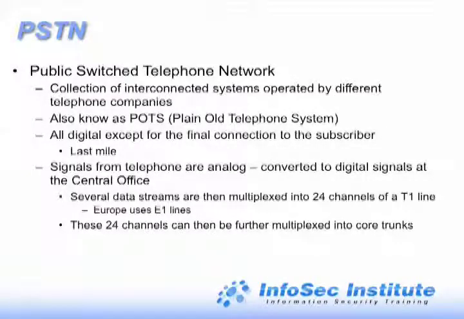Okay, there's also signals from telephones that are analog, converted to digital signals at the CO, their central office. Several data streams are then multiplexed into 24 channels of a T1 line. And then these 24 channels can be further multiplexed into core trunks.